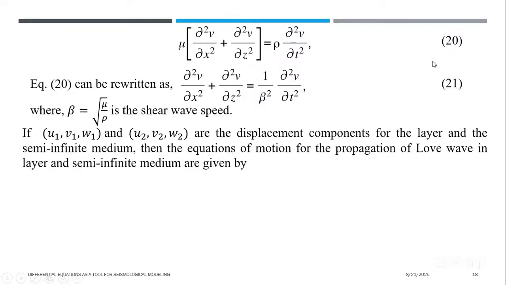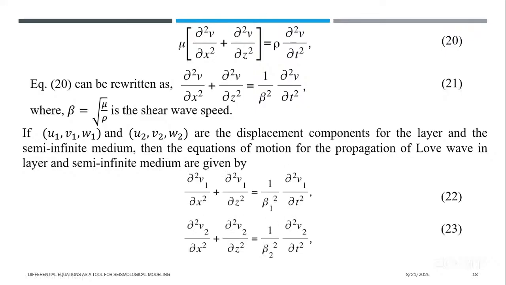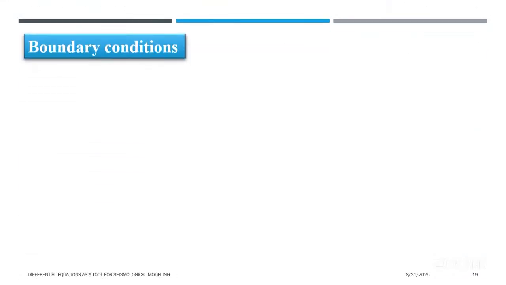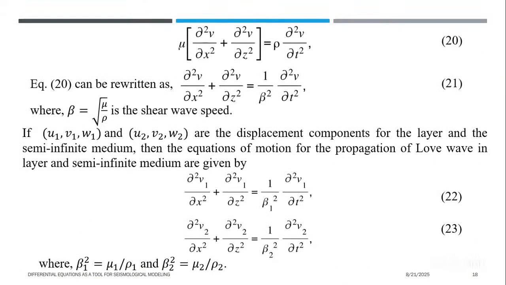Now equation 21, with the subscript 1 for the upper medium and 2 for the lower medium, can be written as 22 and 23. Now beta 1 is for the upper medium and beta 2 for the lower medium. So this is the equation. So right now, we have equipped ourselves with equations 22 and 23 for the layer medium and for the half space or semi-infinite medium for the propagation of Love waves. Now we need to solve these.